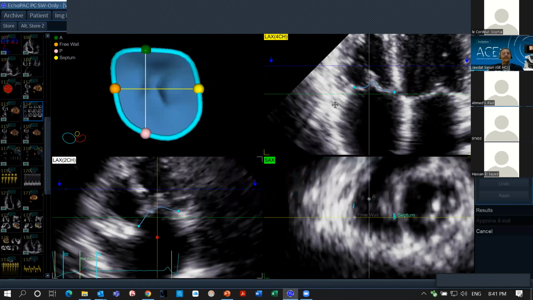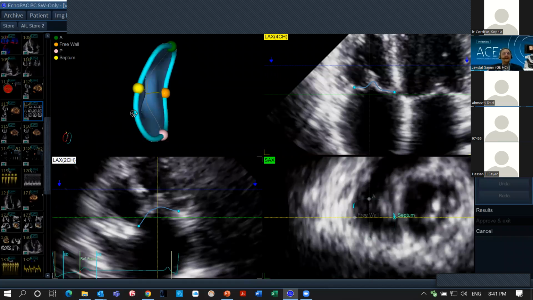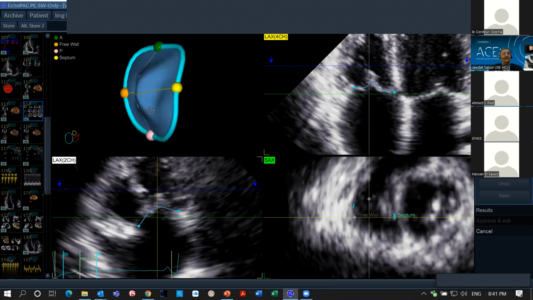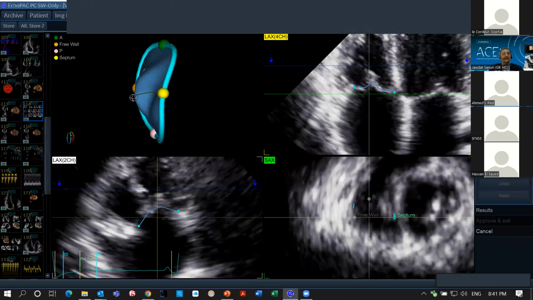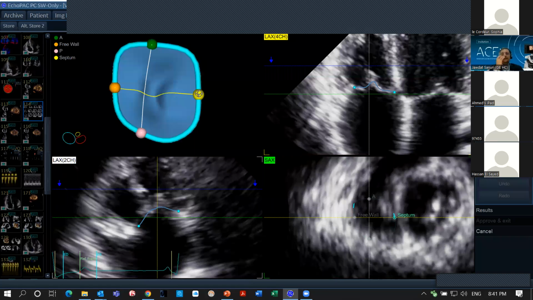And here again, we have the tricuspid valve. So on the right, it's ventricular side, atrial side. On the left, it's ventricular side. You can see the tips are protruding, or the coaptation protruding towards the RV. And here, the color-coded points. This is the septum. The orange is the free wall. The green is the anterior. The purple is the posterior side. And here are the results.